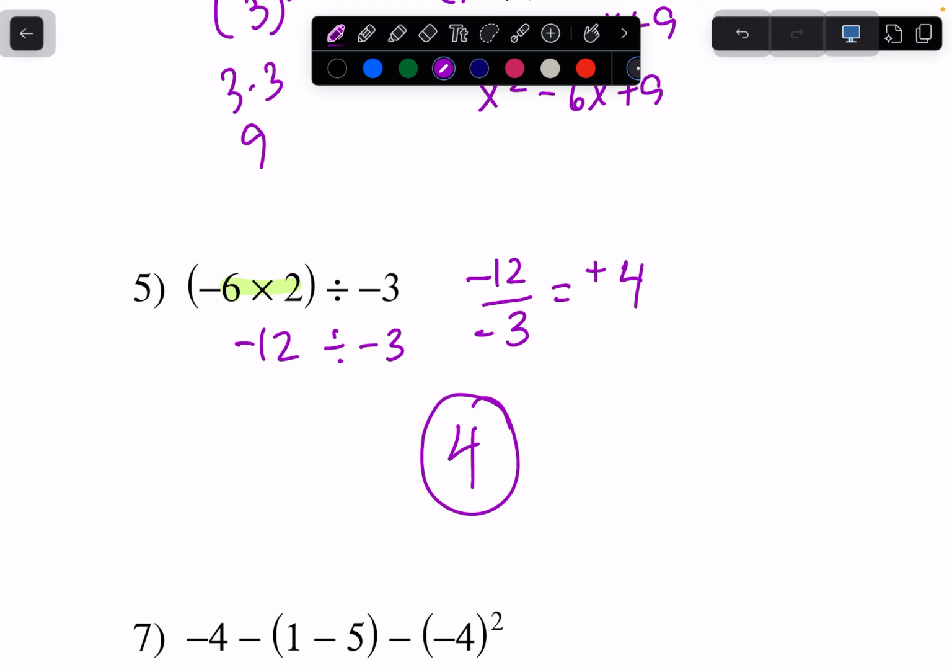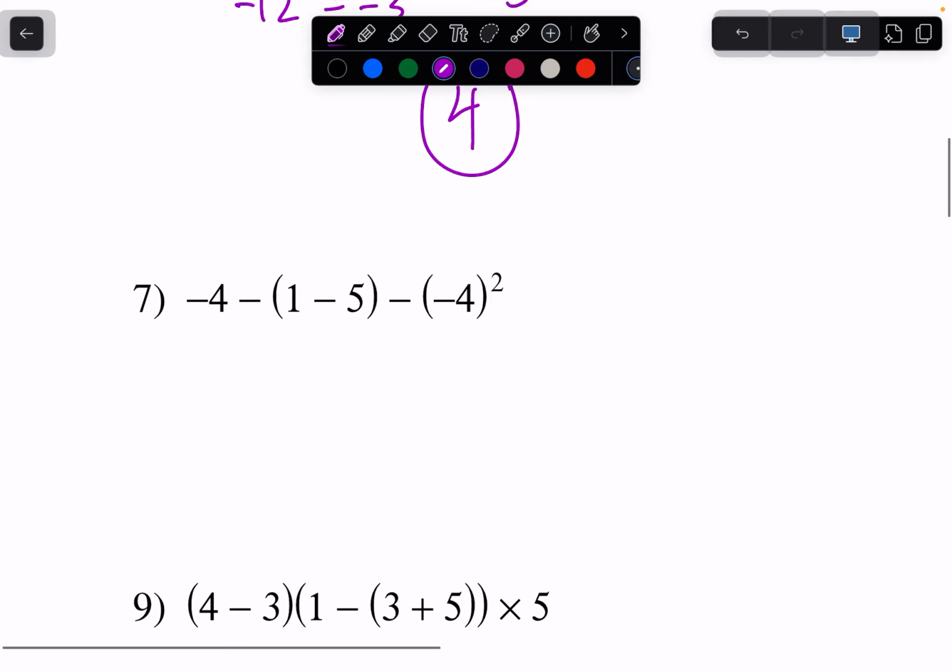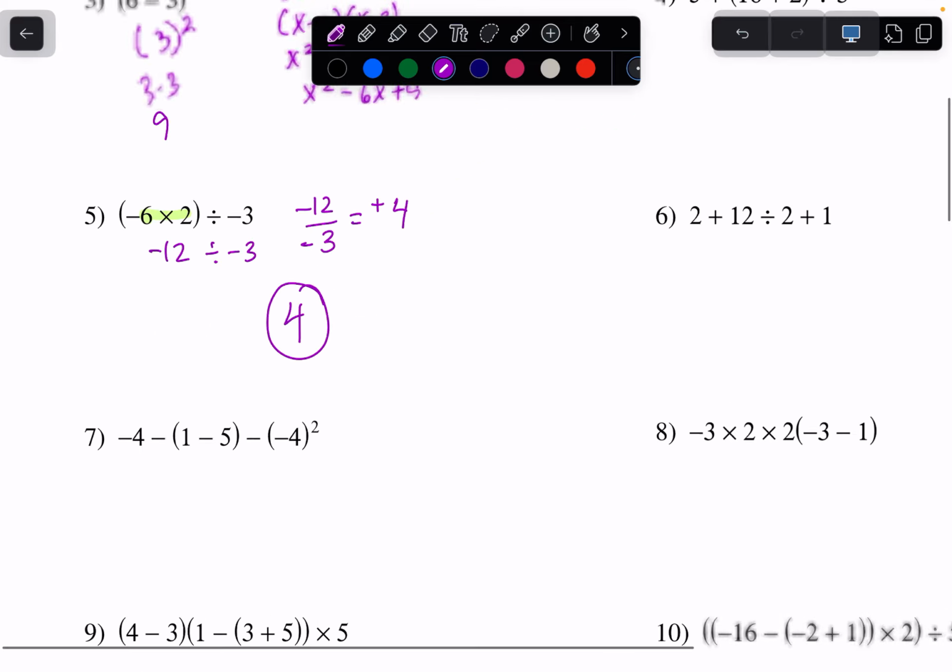Okay. Don't overthink these. When you're multiplying or dividing, if you are multiplying an even number of negative things, it will be positive. An odd number of negative things, it will be negative. So we had 2 negatives, it became a positive. Any questions so far? This should be nice.